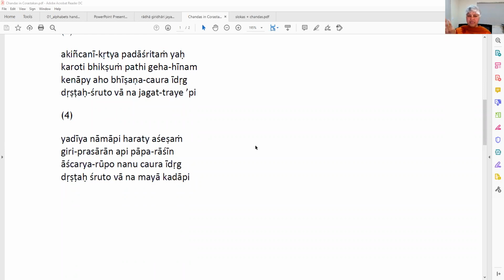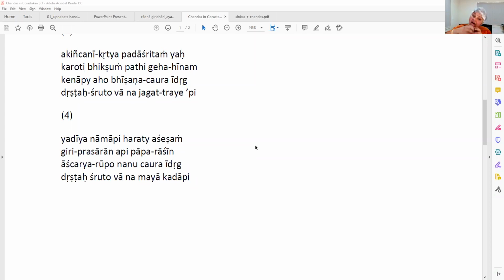Namapi yadiya, one whose name alone takes away ashesham, that which cannot be ended. Shesh means end. So ashesham, endless. Giri prasara. Giri means mountain. Prasara means width or coverage. So as much as a mountain can cover.